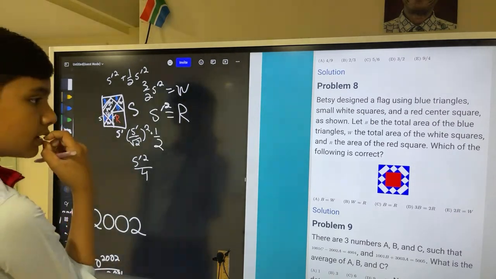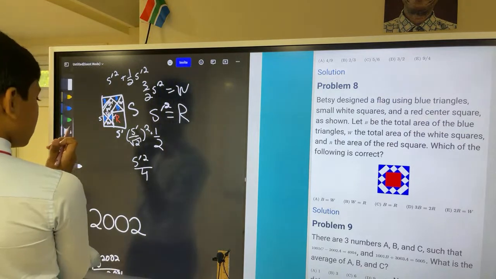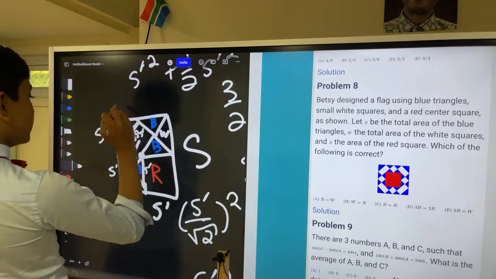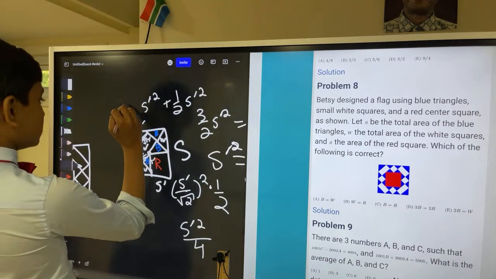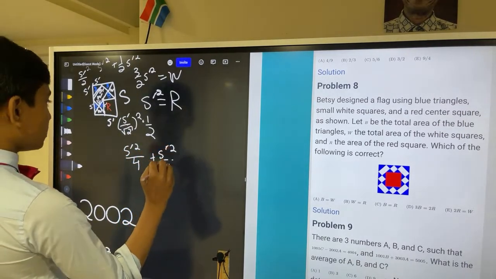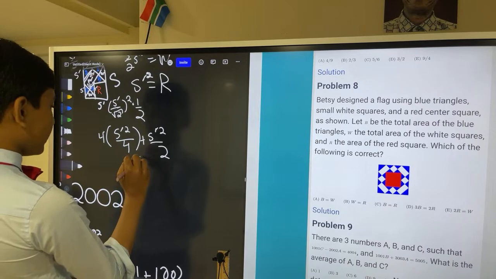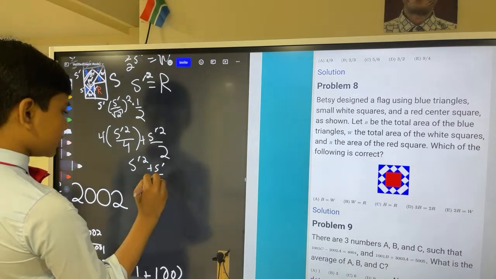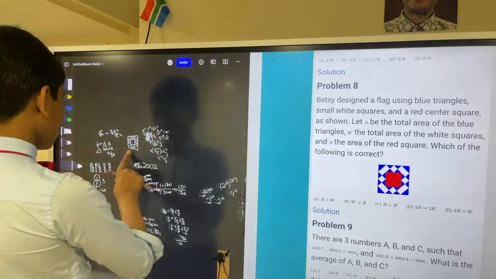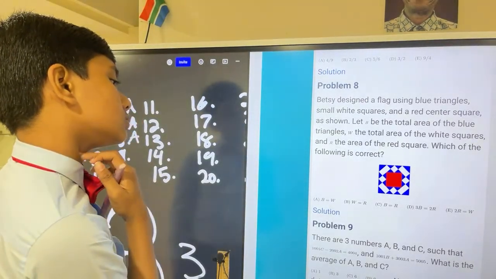And then we have another one over here. It's just 2 of them stacked up. And this one is just S prime squared over 2. And how many of these are there? 4. So that means we have S prime squared plus... Oh, wait a second. That means that the blue area is exactly the same as the white area, which means it's A. Nice. That's really awesome.